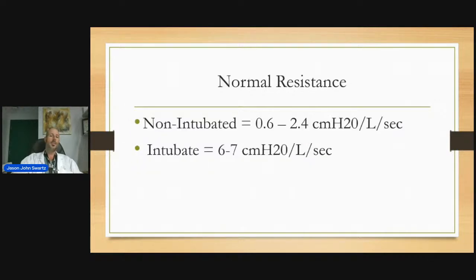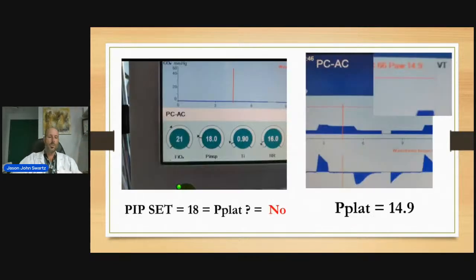Normal resistance in non-intubated is 0.6 to 2.4 of pressure for every liter per second. In intubated, what's acceptable is 6 to 7 or below. Things start creeping up. You're starting to have higher and higher airway resistance.